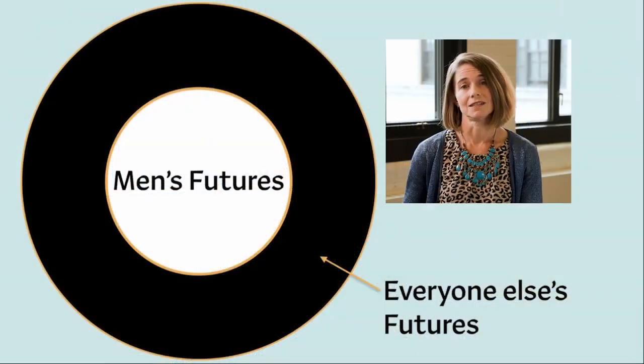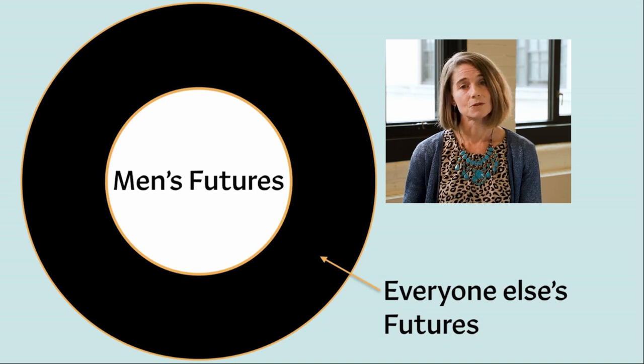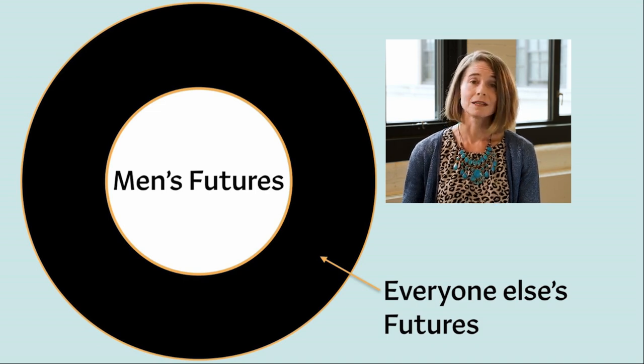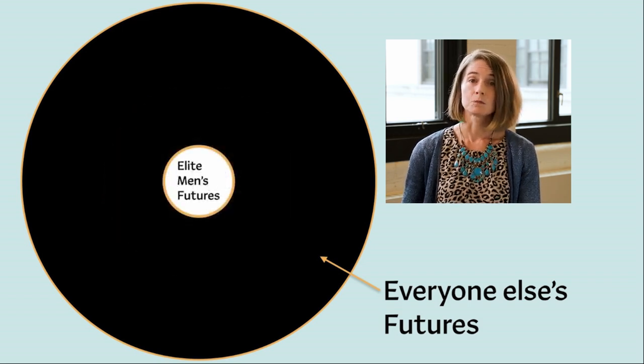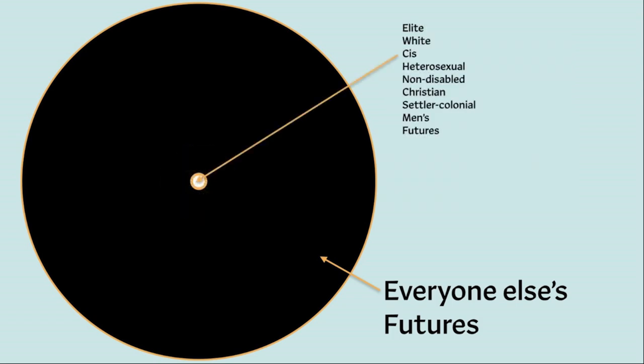And there's a larger question here. When we say that we are inventing the future, why are we mainly centering men's futures? And really, elite men's futures at that, which is an even smaller group. And really, we are centering elite, white, cisgender, heterosexual, non-disabled, Christian, settler colonial men. That is so narrow that less than 1% of the population gets around 90% of the futures designed just for them. It's kind of like a form of future hoarding.